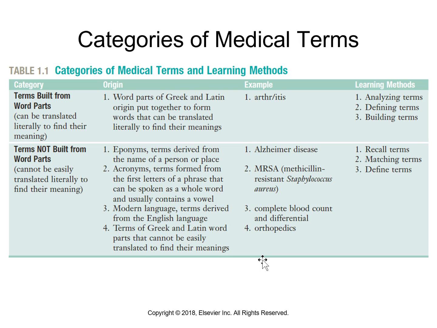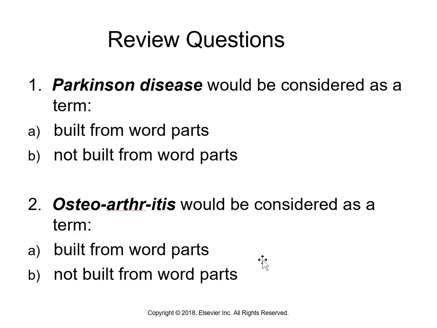Okay, let's do a quick review once more. So Parkinson's disease would be considered as a term... So I hope you said B, not built from word parts. Why? Because it is an eponym. It is named after something. That's pretty easy to see.